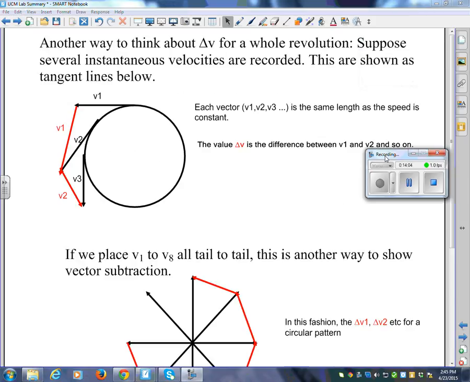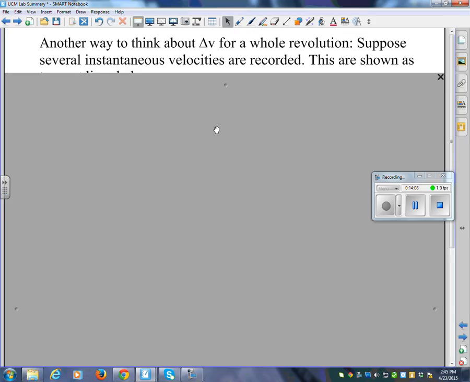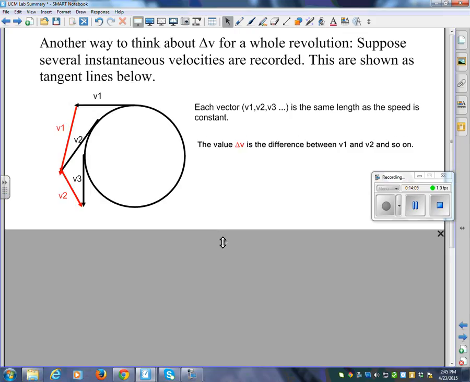Okay, here's my least favorite slide in the entire course. Another way to think about delta v for a whole revolution. Do not write this down. Suppose several instantaneous velocities are recorded. The velocity right there is v1, tangent, right? The velocity right there is v2. The velocity right there is v3, and so on. And each one of those vectors would be the same length.